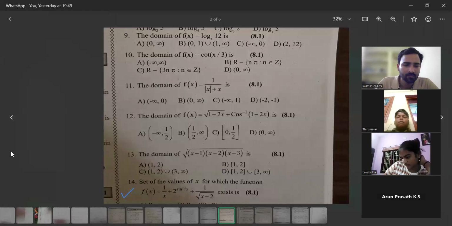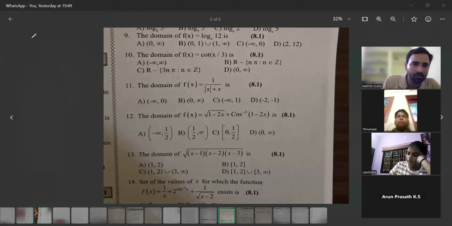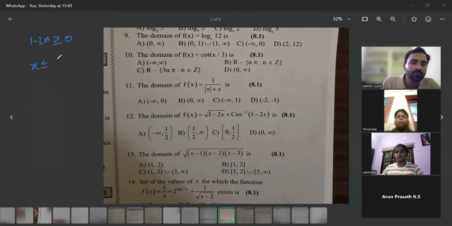Option C, question 12. Here, first of all, this root should be defined. That means 1 minus 2x without root should be greater than or equal to 0. So x should be less than or equal to 1 by 2, that means minus infinity to 1 by 2.